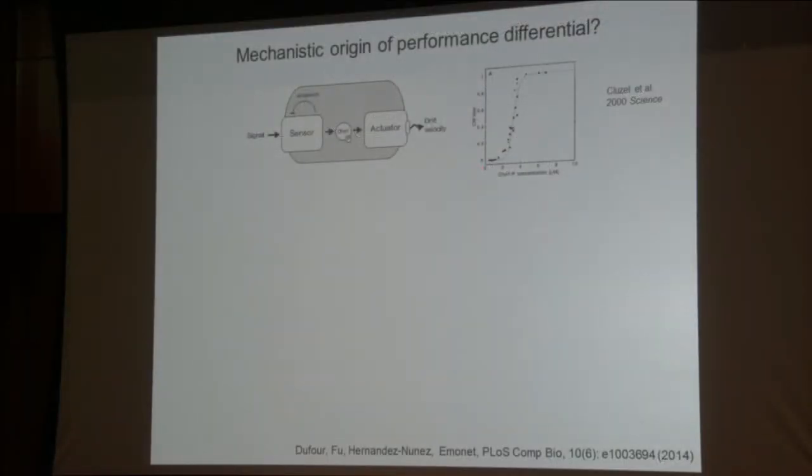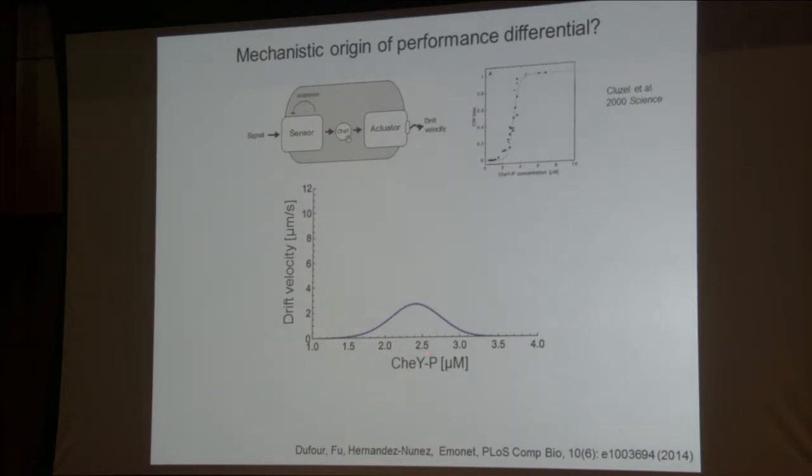And you see this is very sharp. So if you're on the right, if the CheYP level is high, the cell is tumbling all the time. If the CheYP level is low, the cell is never tumbling. So that means that if you were to plot this CheYP level against the drift velocity, how fast those cells are able to climb in the right direction, if CheYP is very low, basically your drift velocity is zero because you never change direction, so you cannot go in the right direction. You're just exploring randomly. If CheYP is very high, you tumble all the time, so you're not moving at all, so you're also at zero. In between the two, there's going to be some sort of peak.